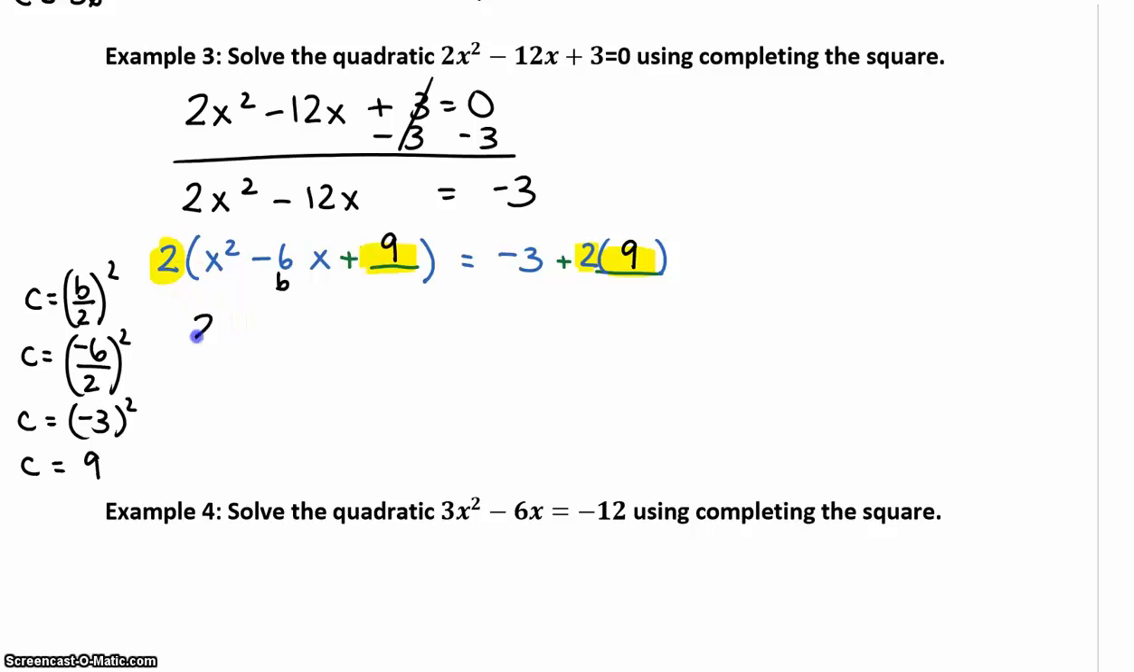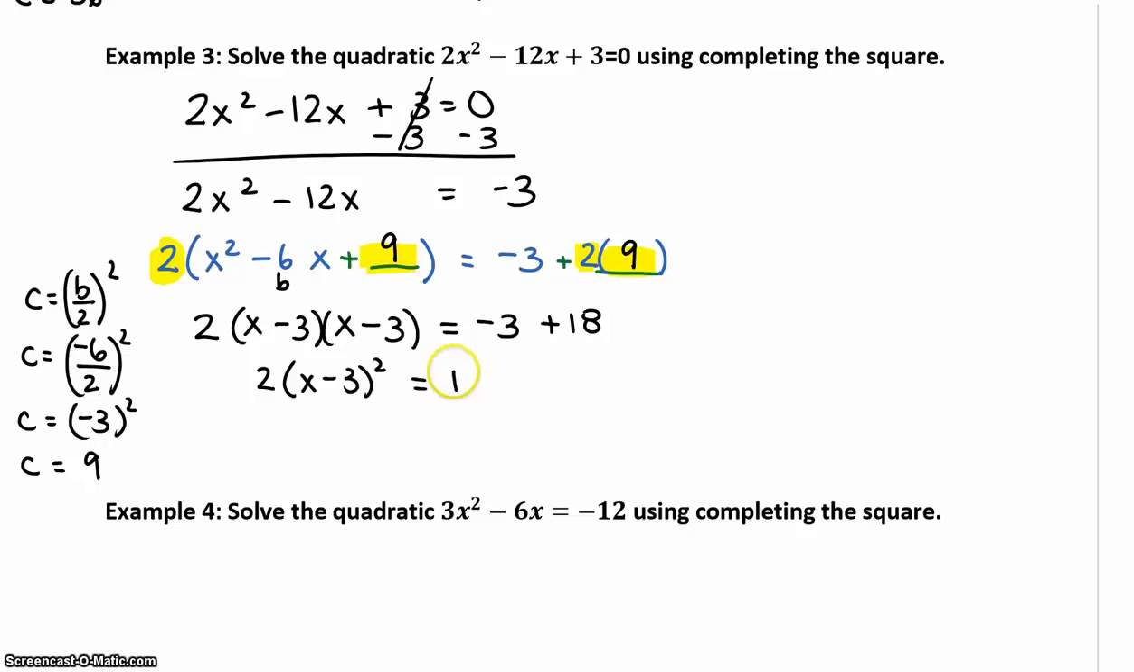We don't ignore the 2 because the 2 is still there, and we're going to go ahead and factor out what we have. x and x, 2 numbers that multiply to 9 and add to negative 6 are negative 3 and negative 3. Notice they're always the same factor. Equals, we have negative 3 plus 18. And we continue. We have 2 times x minus 3 quantity squared equals 15.